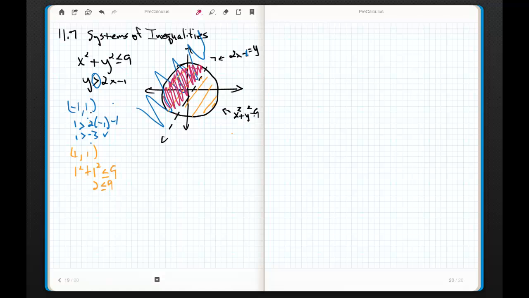It's also on the boundary line of the circle up here. You see why? Because these points are both less than or equal to 9 and they're above the line. That's good fun. All right, let's try another one. Just do one more. I'm not going to beat on you about this guy.